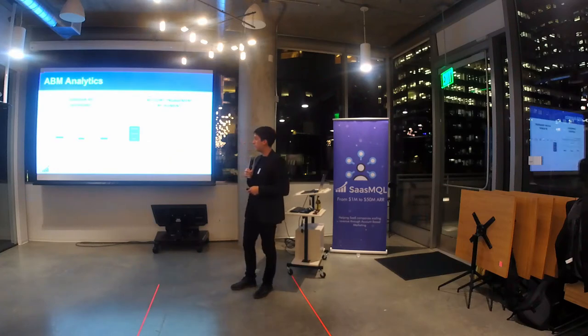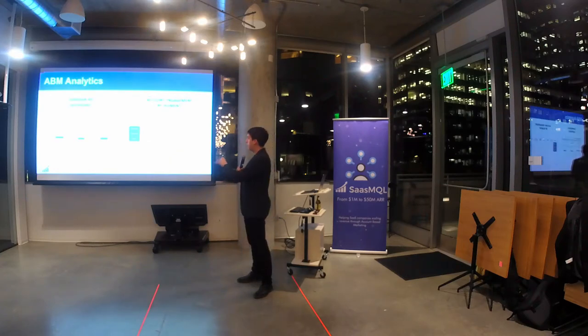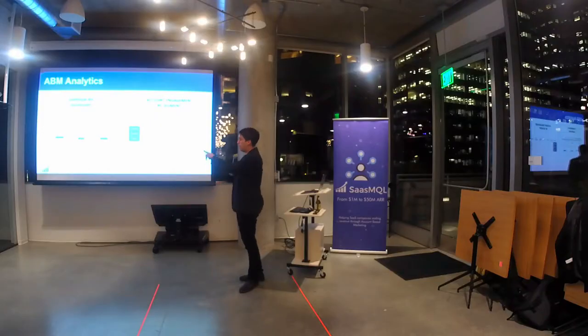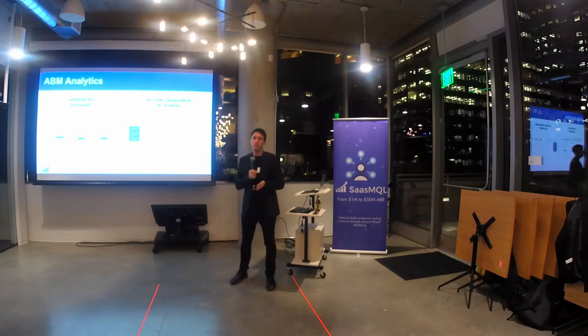And finally, the analytics. In this case, we have on the left a campaign ROI dashboard where we see, okay, we spent $56,000, $4.4 million in pipeline, 64 SAL opportunities. So you are able to track them by channel, by each single campaign, which one is actually driving most of this ROI.